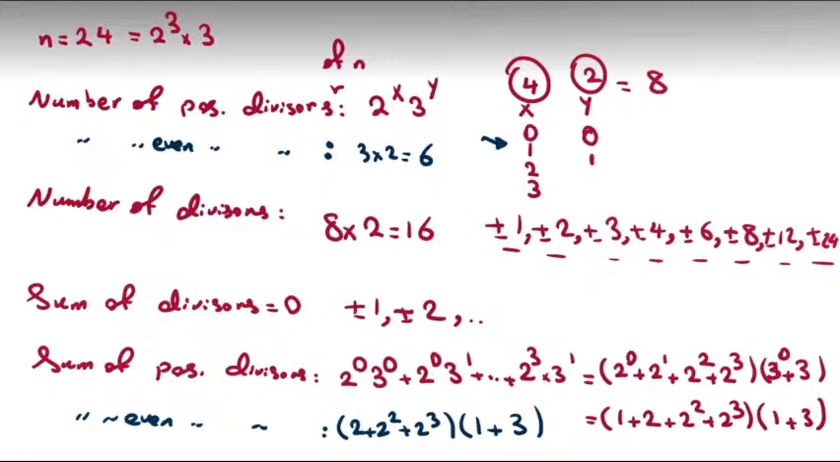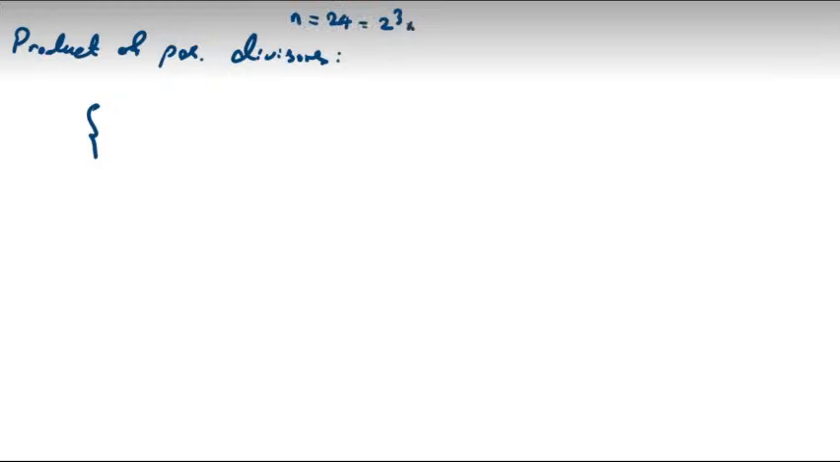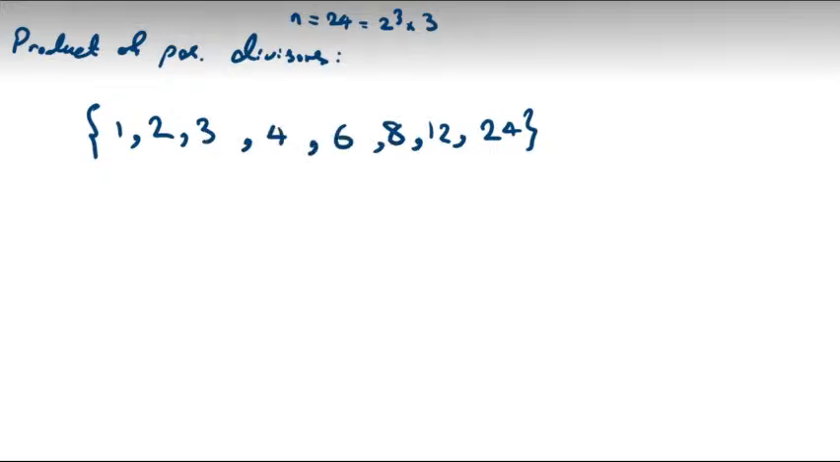Now let's work on the product of them. If we calculate the product of positive divisors, you should use Gauss's idea. When you want to write, for example, the divisors of 24, you say 1 times 24, 2 times 12, 3 times 8, 4 times 6, each pair giving 24, right?